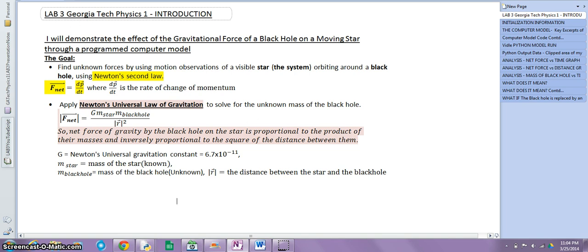The net force of gravity by the black hole on the star is proportional to the product of their masses and inversely proportional to the square of the distance between them.